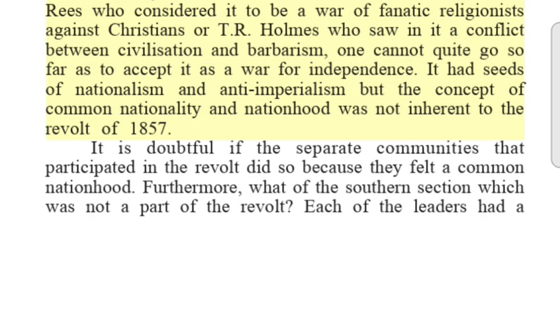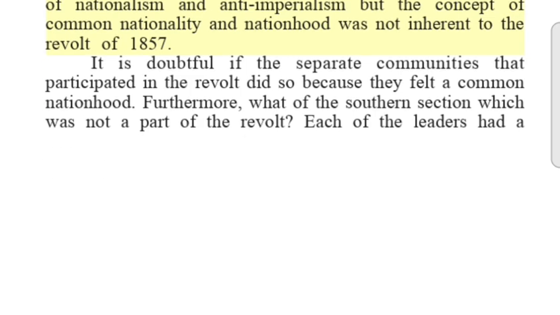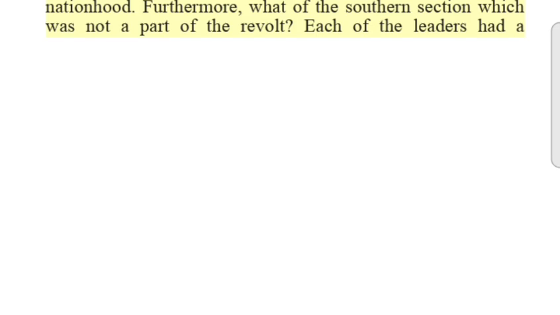It had seeds of nationalism and anti-imperialism, but the concept of common nationality and nationhood was not inherent to the revolt of 1857. It is doubtful if the separate communities that participated in the revolt did so because they felt a common nationhood. Furthermore, what of the southern section, which was not a part of the revolt? Each of the leaders had a personal cause.